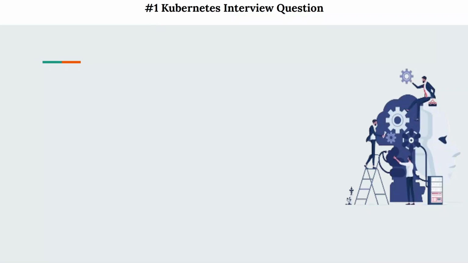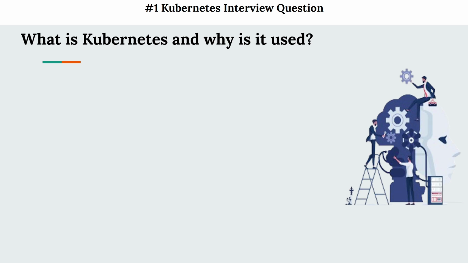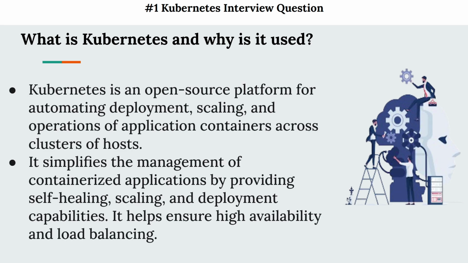So the first question is, what is Kubernetes and why is it used? Let's see the answer. Kubernetes is an open source platform for automating deployment, scaling, and operations of application containers across clusters of hosts. It simplifies the management of containerized applications by providing self-healing, scaling, and deployment capabilities. It helps ensure high availability and load balancing.